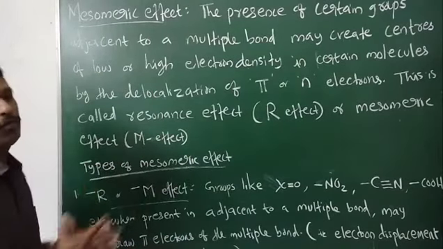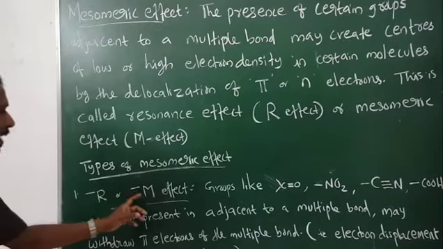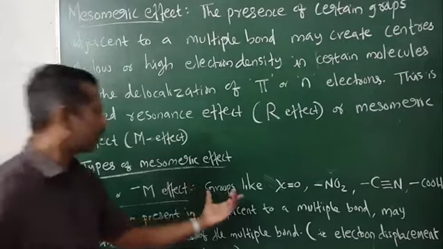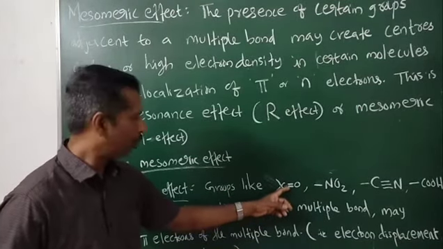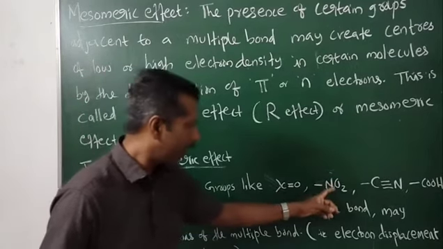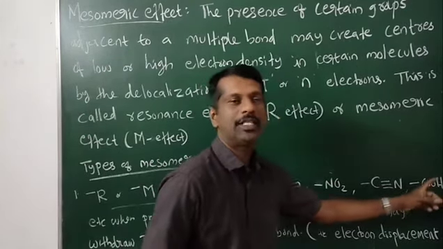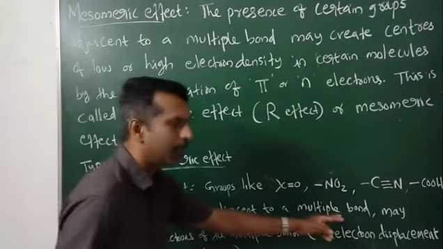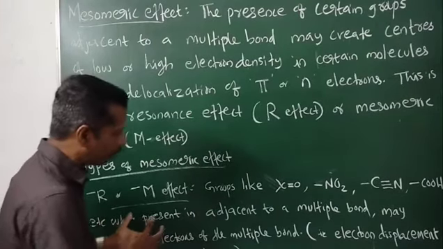Now, types of mesomeric effect. First one is minus R or minus M effect. Groups like CO group, NO2 group, CN, COOH, etc., when present adjacent to a multiple bond may withdraw pi electrons of the multiple bond.